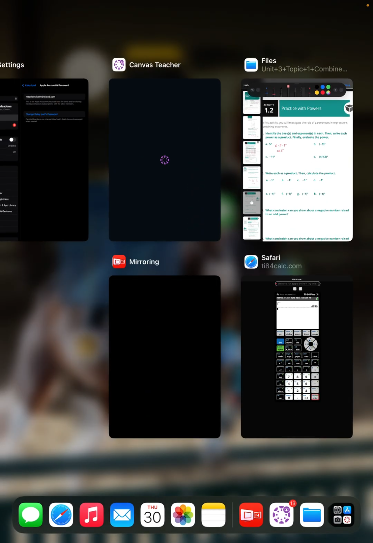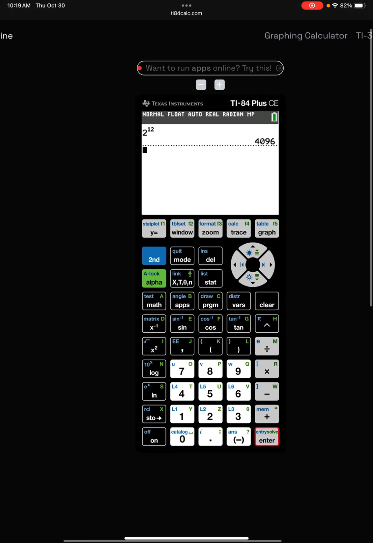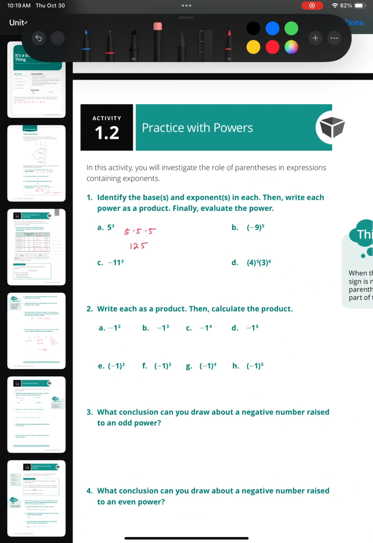So -9 to the 5th, the way we're going to type it in is parentheses, -9, close parentheses, to the exponent of 5. And you're going to get -59,049. Now, you notice C is different.